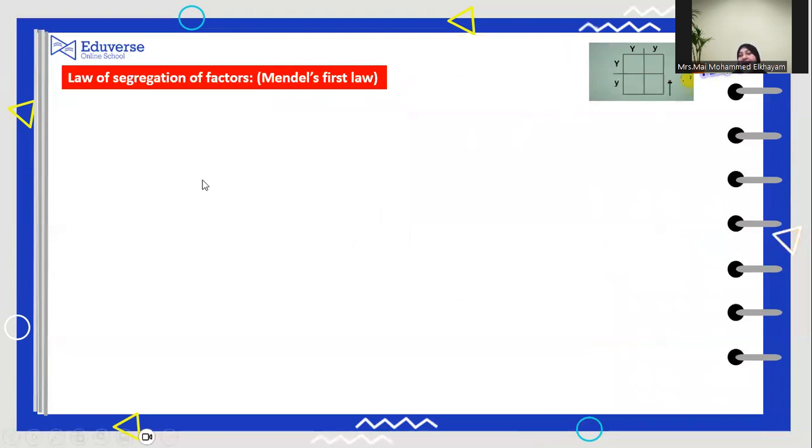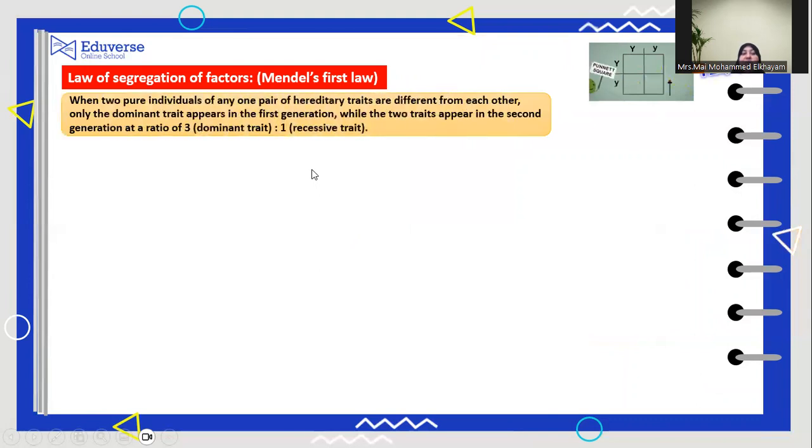Law of segregation of factors, Mendel's first law. Okay, so it is stated that when two pure individuals of any one pair of hereditary traits are different from each other, only the dominant trait appears in the first generation, while the two traits appear in the second generation at a ratio 3 dominant to 1 recessive. Let's apply this concept here.